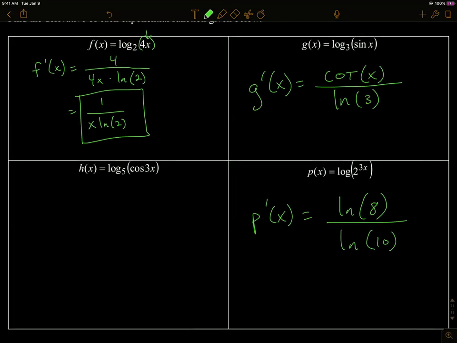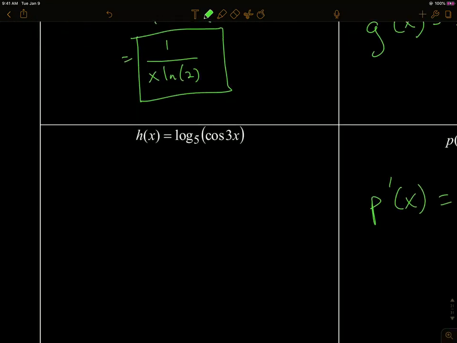Here's another one you can try on your own. You can pause and write down those answers. We're going to do another one here together.